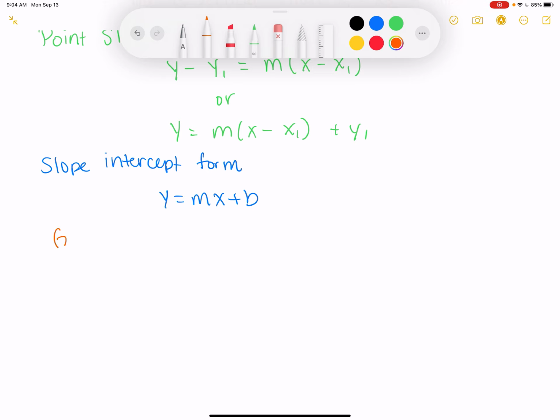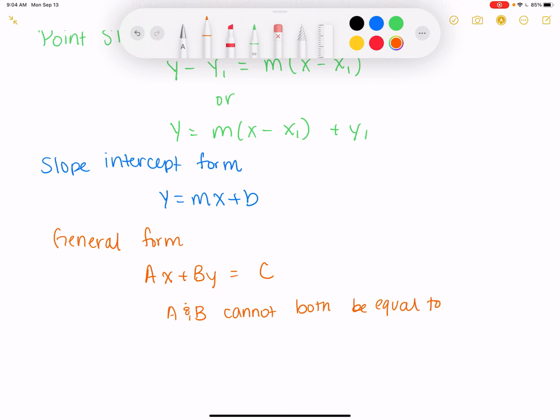One that we probably haven't used a whole lot, but it does come up. I know it even comes up in Algebra 1 because we were looking at it the other day. General form: ax plus by is equal to c. The only thing that has to be true is that a and b cannot both be equal to 0.